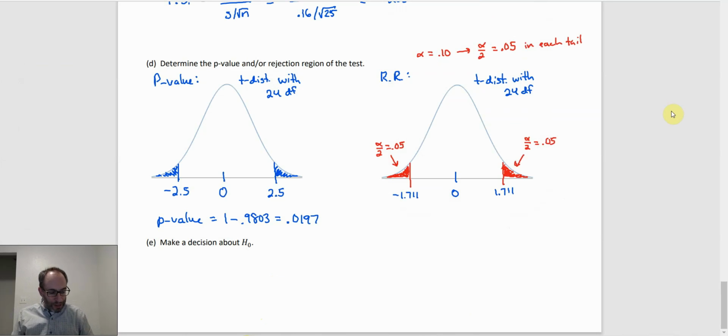And then the test statistic is out in the tail, right? Like it's out here, it's less than negative 1.711. So out there you have your test statistic of negative 2.5. So it's in the rejection region.